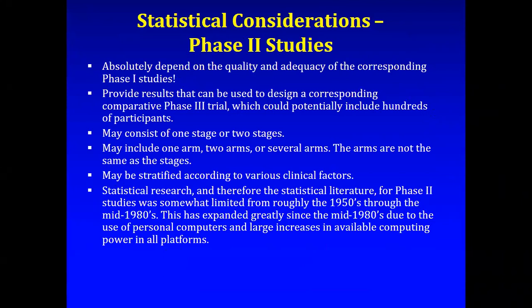Phase 2 studies may consist of either 1 or 2 stages, and they may have 1 or multiple arms in them, and the arms are not necessarily the same as the stages. I'll explain a little bit more about the stages in a minute. Mansour mentioned stratification. Well, in phase 2 studies, we may stratify those studies according to various clinical and demographic factors.